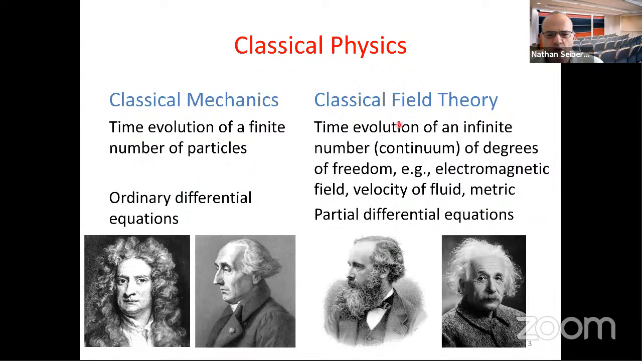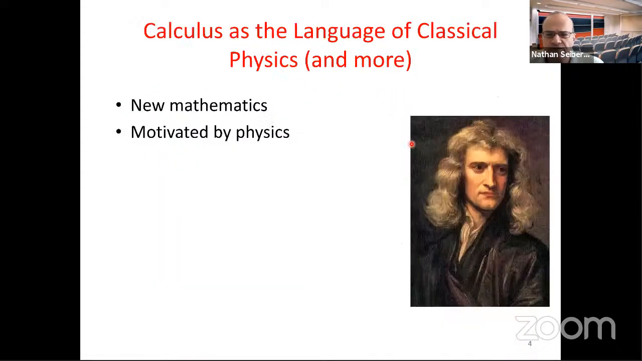And there are, of course, interesting open questions that people still make progress with, but this is more or less understood. Both of these fields, classical mechanics and classical field theory, use various aspects of calculus. Let me say a few words about calculus because I'm going to use that later. I'd like to frame calculus as the language of classical physics. What are the characteristics? First, it was new mathematics, invented by Newton. In fact, Newton's invention of calculus, and Leibniz also invented it, was motivated by physics.